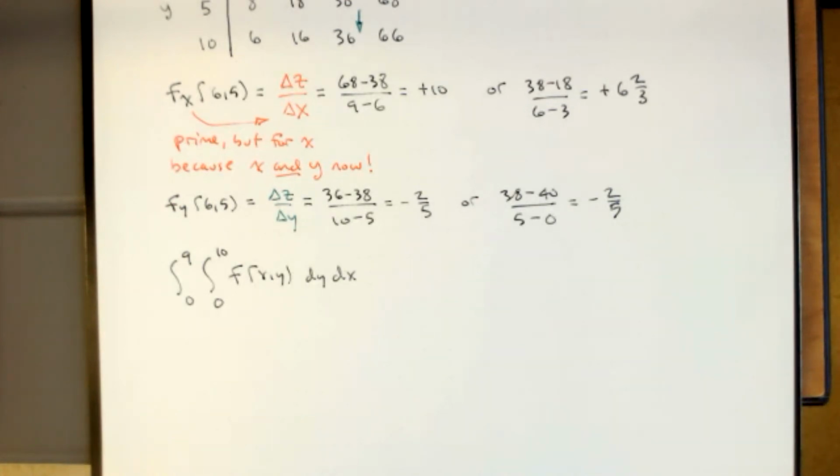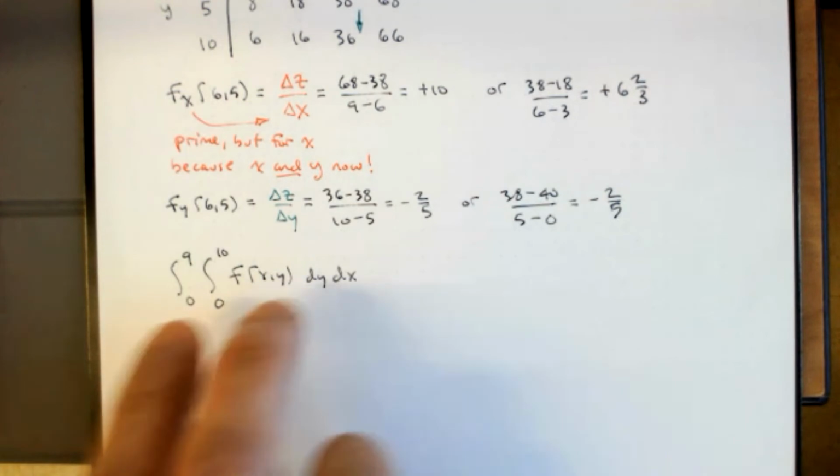So notice that the other thing is, I put the dy first in the dy dx. This is because the y values that I'm plugging in are 0 to 10, and so the integral on the right side has to correspond with the y. So we're not reading left to right, we're reading inside out. So the 0 to 10 corresponds to the dy.